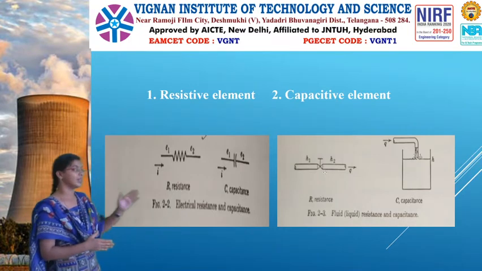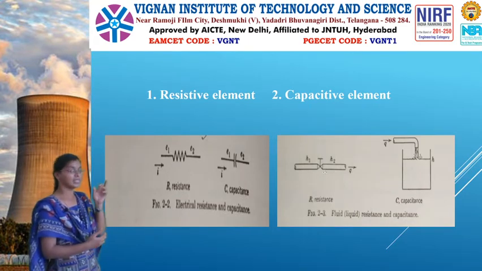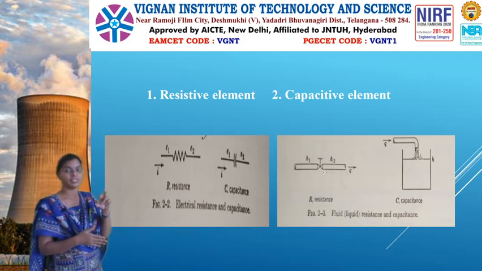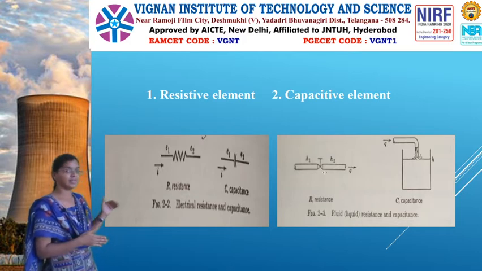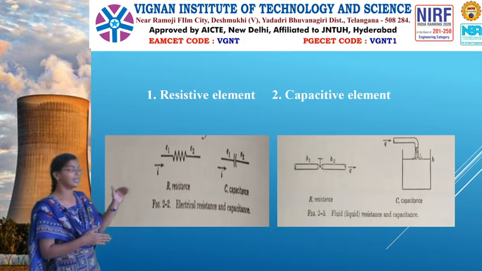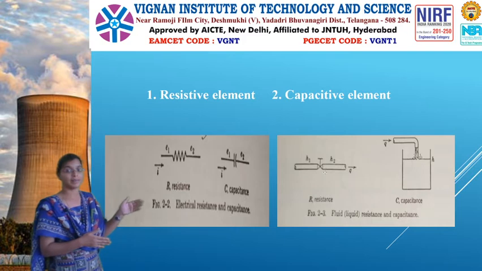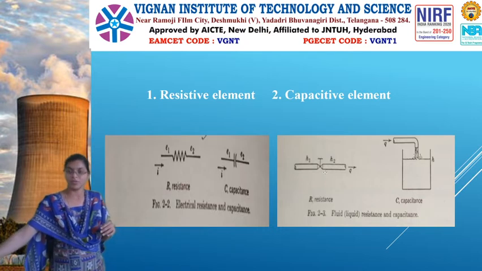One is a resistive element and the other is a capacitive element. Once again, for the resistive element, Q is the flow through a pipe which has a restriction. So Q is the flow rate of that liquid, Q equals dH by dR. Next, if capacitance is there, Q equals C into dH by dt. Okay, so we'll move on to the next slide.